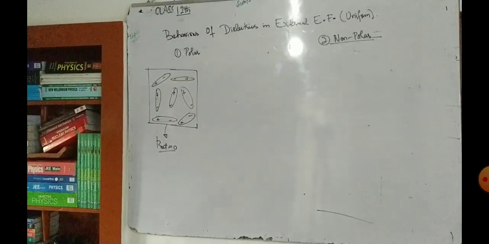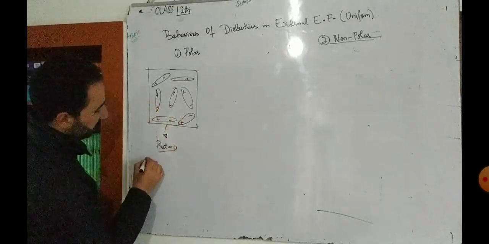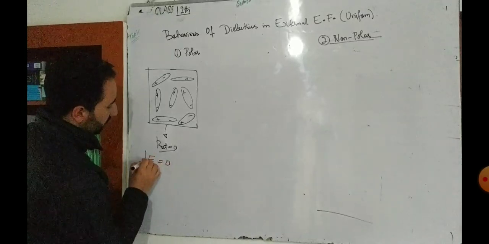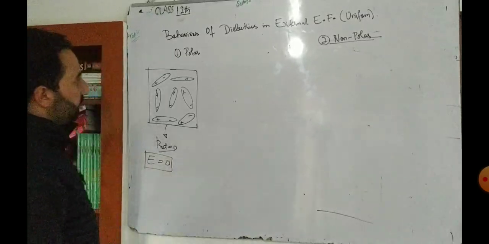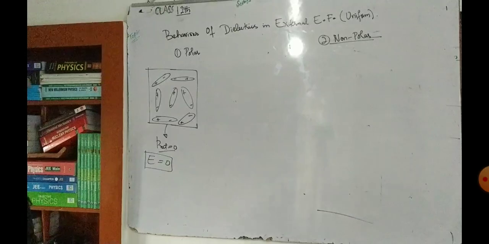So this is positive, negative, negative, positive, positive, negative, and so on. They are randomly oriented, so the net dipole moment is obviously equal to 0, beta, because they are randomly oriented. This is isolated, which implies that the electric field is equal to 0. So in this case, the electric field is equal to 0. No external electric field is applied.